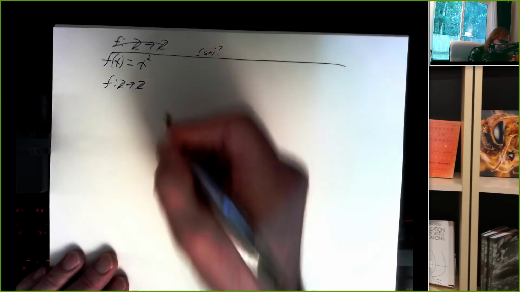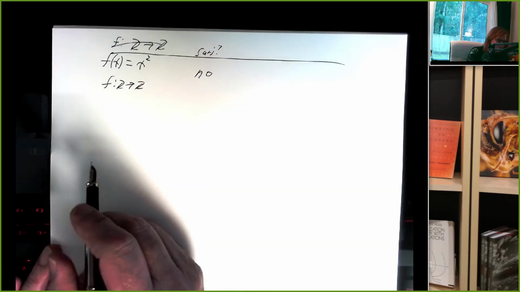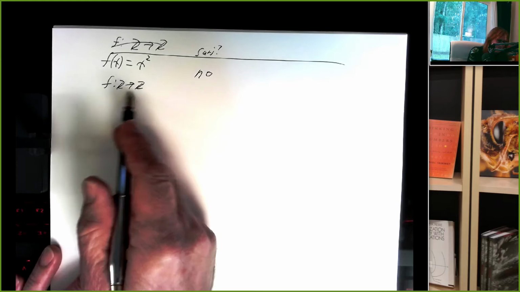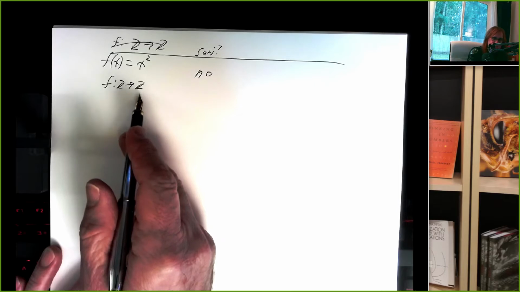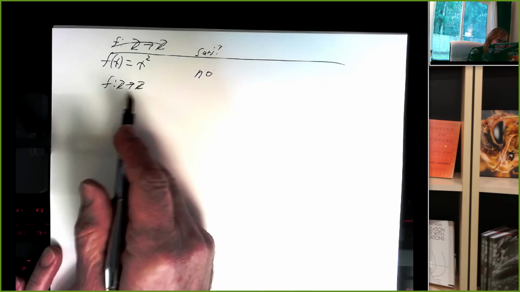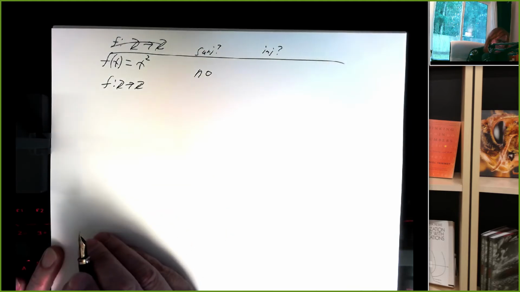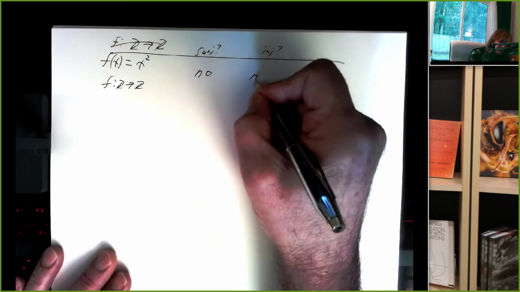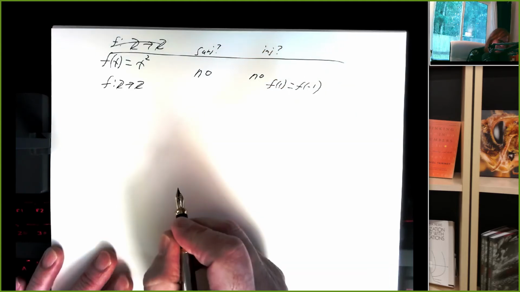Right, so it's not surjective because, for example, there's no x that maps to 2. 2 is a number over here, but there's nothing over here that maps to 2. In other words, 2 doesn't have a square root that's an integer. So it's not surjective. Is it injective? No, it has negative numbers. It's not injective because, for example, f of 1 is the same thing as f of minus 1.